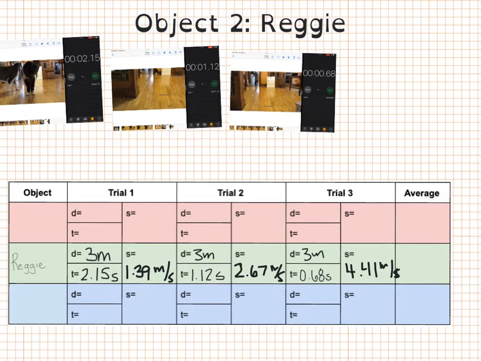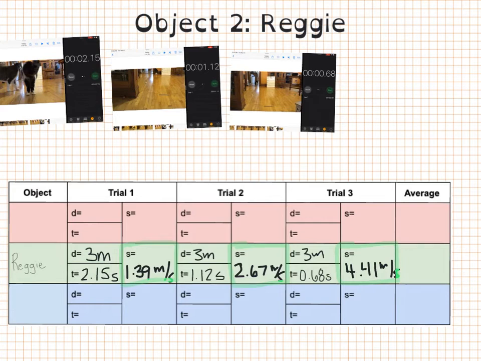I can tell already that this one's a little bit wider of a range. If you look at my numbers from here to here, that's quite a range, from 1.39 to 4.41. So I expect our average is going to help us even that out. So again, my average, I'm going to take all 3 of my speeds, and then I am going to add them up and divide by 3. So 1.39 plus 2.67 plus 4.41, hit enter, and then divide by 3.